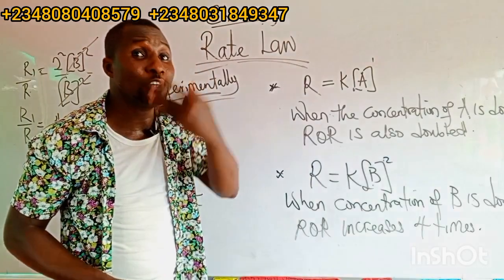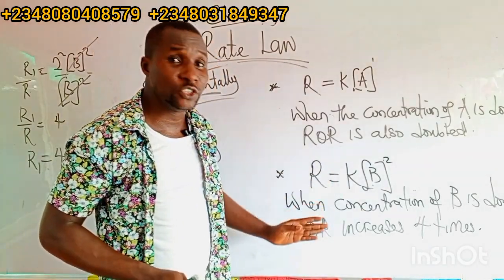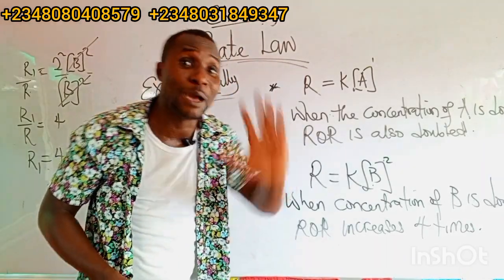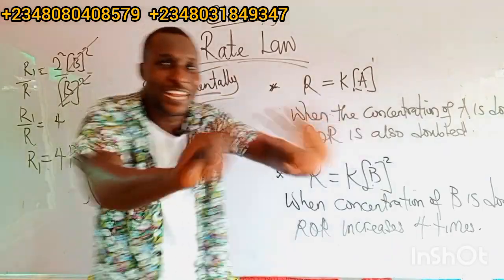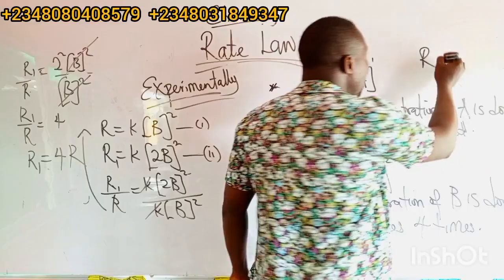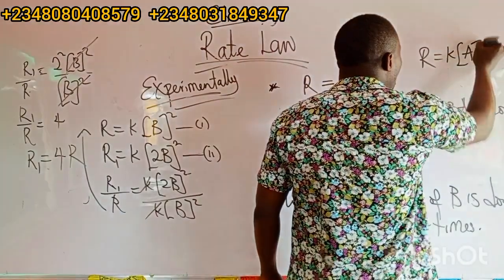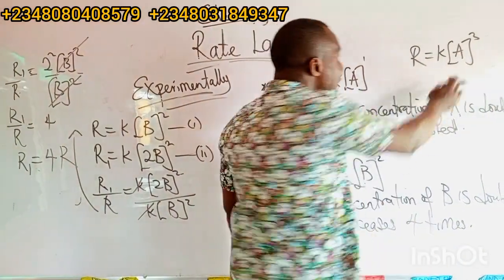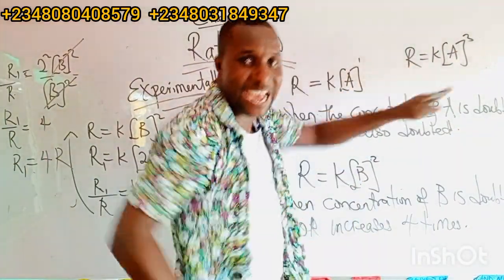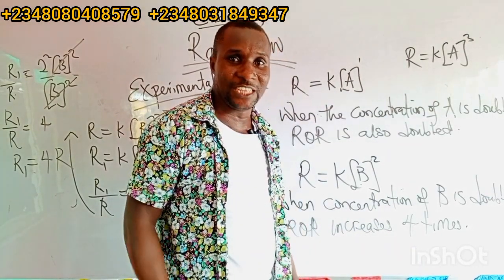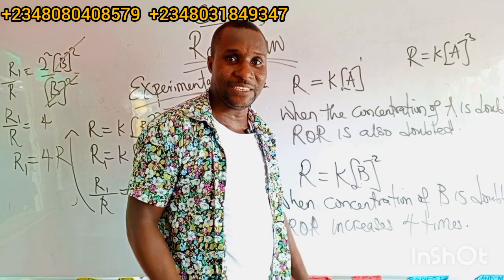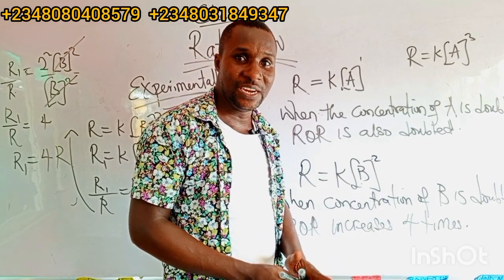In third order, when concentration is doubled, rate of reaction will increase by 8 times. It has been done experimentally. In third order, rate equals K into A raised to power 3. When concentration of A is doubled, this will increase 8 times. Take note of that, it has been done experimentally.